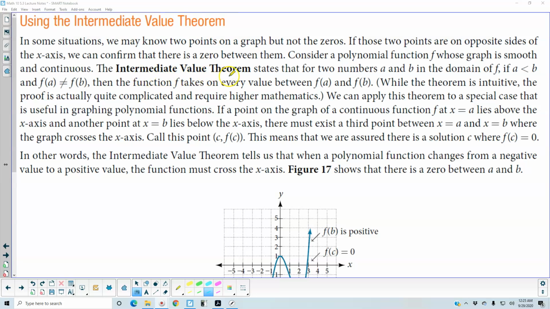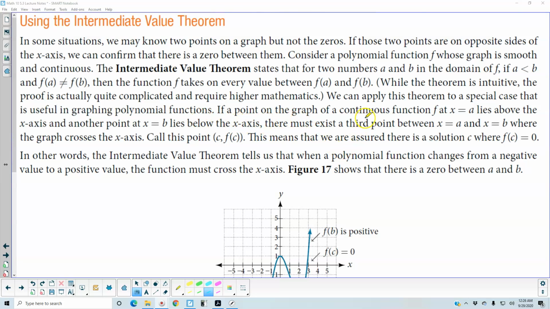The intermediate value theorem states that for two numbers a and b in the domain of f, if the number a is less than b, and the output for a does not equal the output of b, then the function f takes on every value between f of a and f of b, meaning the output of a and the output of b. While the theorem is intuitive, the proof is actually quite complicated and requires higher mathematics. We can apply this theorem to a special case that is useful in graphing polynomial functions.